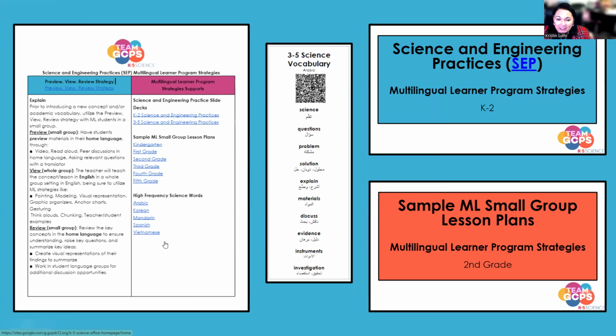You also have our science high frequency words. Now remember, those are not going to be the academic vocabulary that our kids are going to get in the lessons. Those are those general words that our students need to know just about science. So here you see an example of the fifth grade vocabulary bookmark, and it has words like investigation and evidence and solution and science, okay?